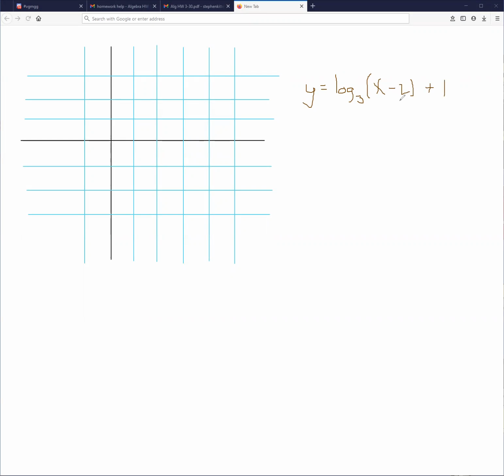All right, so think about this. We got a -2 on the inside. That means we're moving to the right by 2. We got a +1 on the outside. That means we're moving up by 1. So our origin, if you will, is basically right here. Over by 2, up by 1. That's the point we're going to center everything around. Now, we need to draw our new asymptote, which goes right through that spot.